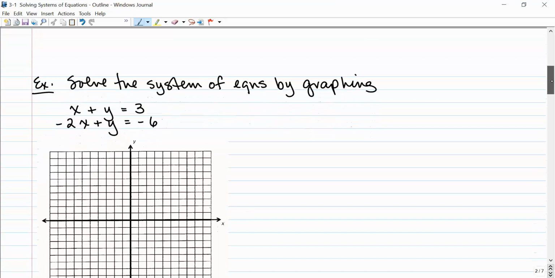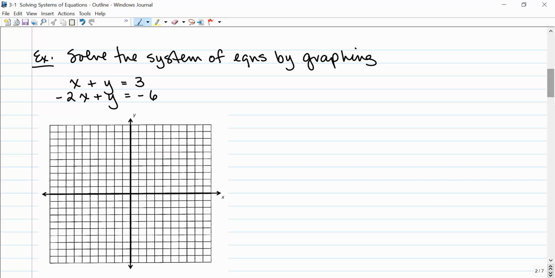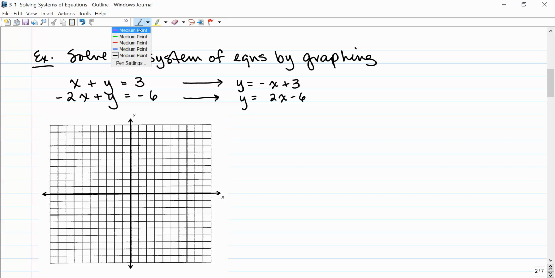So let's take a look at an example of graphing. This says solve the system of equations by graphing. We have the equation x plus y equals 3 and the equation negative 2x plus y equals negative 6. In order to make these easier to graph, we're going to put them into slope-intercept form. So my first one becomes y equals negative x plus 3, and my second equation becomes y equals 2x minus 6.